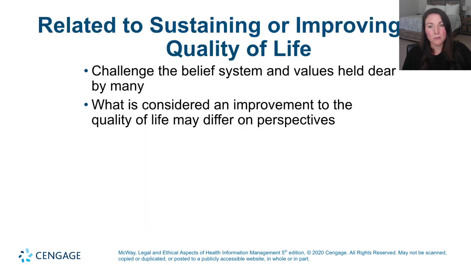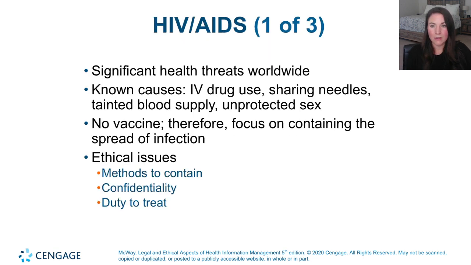Okay, moving on to the next category, which is issues related to sustaining or improving the quality of life. These are tricky because what one thinks is an improvement to quality of life could be different for someone else. Okay, the first ethical issue is dealing with HIV and AIDS, which are two of the most significant health threats worldwide. They have even caused epidemics in some parts of the world.